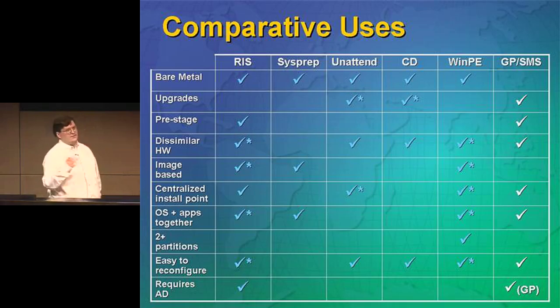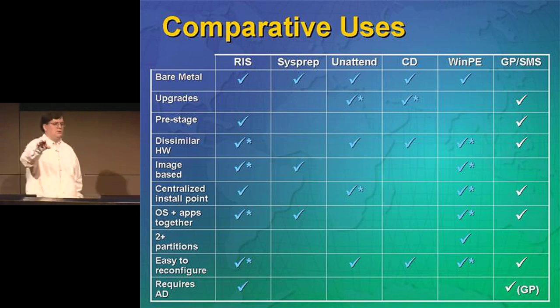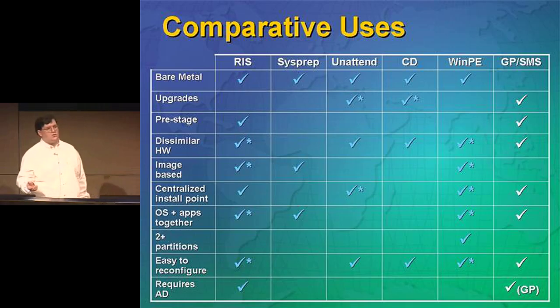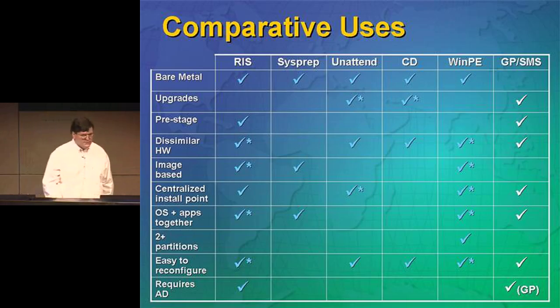Dissimilar hardware, again, it's as flexible as your upgrade mechanism. Centralized install points, kind of inherent in the architecture of SMS or group policy. You control what you're pushing out, so you have that centralized install point. Lets you do the operating system and apps together. Again, you can push out an image, or more often using things like group policy or SMS, you would actually push out the applications that you want to end up on the user's desktop, depending on what you want them to have on their desktop or on a server.